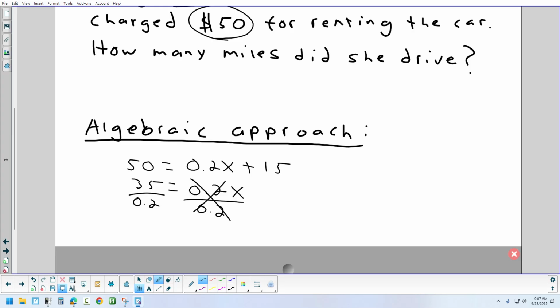And remember, if 0.2 is a fifth, you're dividing by a fifth, which is the same as multiplying 35 by 5. So if we multiply 35 times 5, what's 35 times 5? 175. And that's how many miles that Sarah drove the car, 175. Okay, and that was algebraic. Nothing visual, purely an equation.